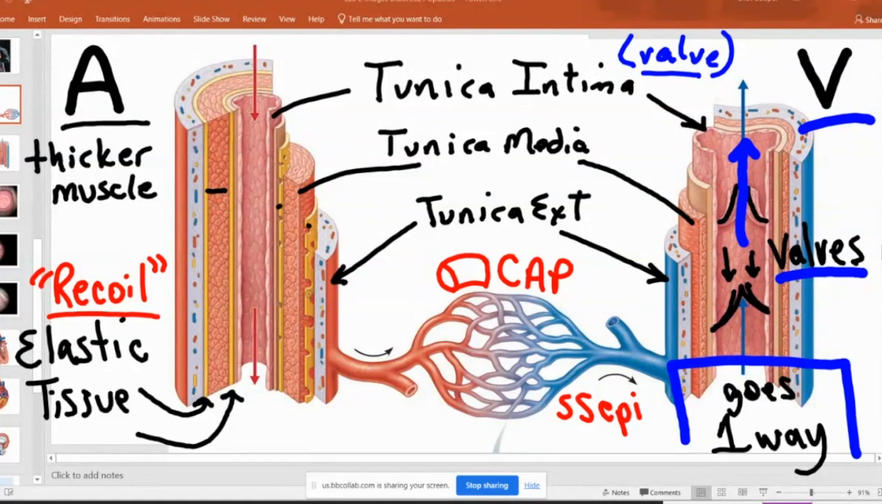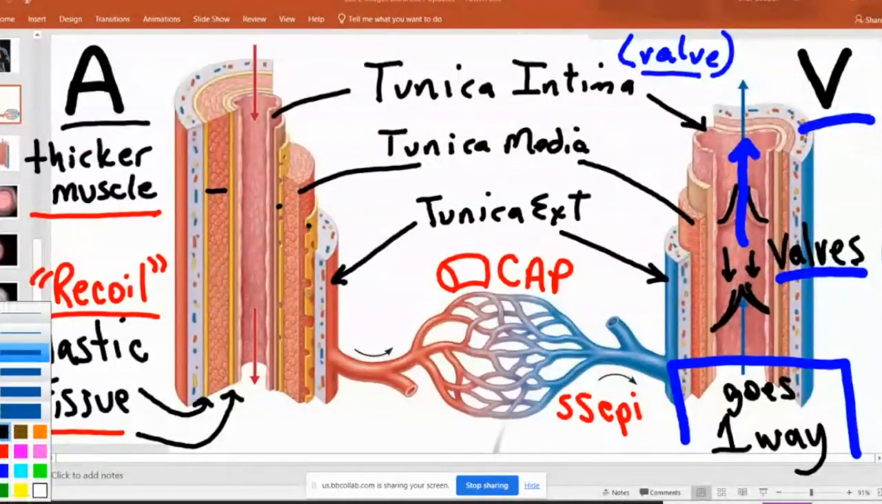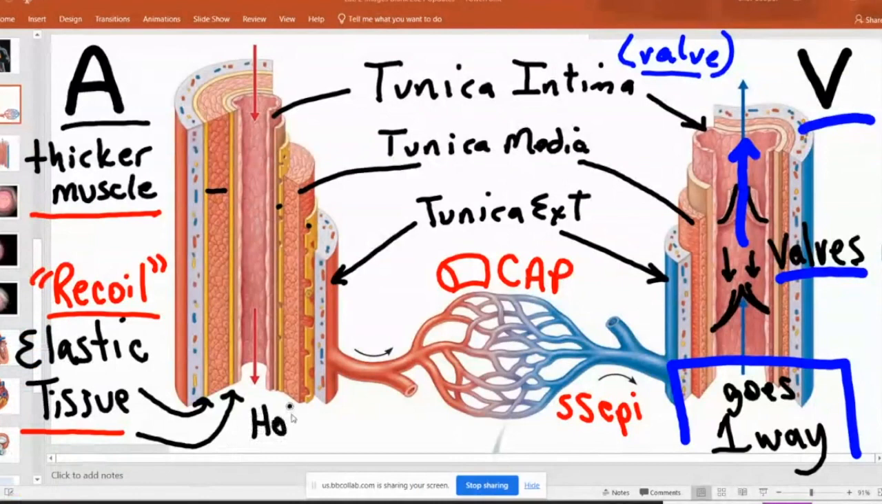Nice, real nice. And so, because arteries have both thick muscle and elastic tissue, remember that they hold their shape. Right? They stay round. We saw that in our picture of the real blood vessel. The artery was round, but the vein collapsed. And that's the reason, because the artery has both thicker muscle and extra elastic tissue that is not over there in the vein.